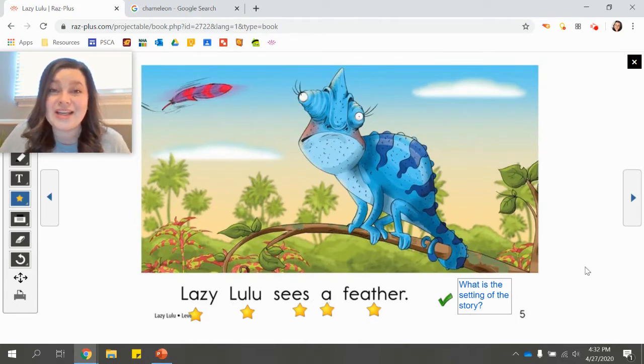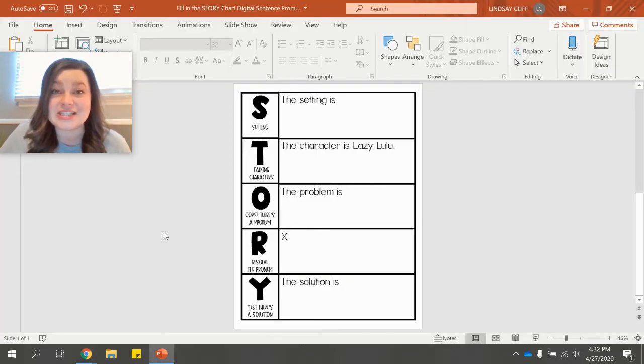Now, what is the setting? That's another important story element that helps us retell the story and understand what we're reading. Let's go back to our story chart. S is for setting, which means where and when the story takes place. So I want you to pause the video, turn and talk with a parent or sibling about what the setting is in the story. Do that now.